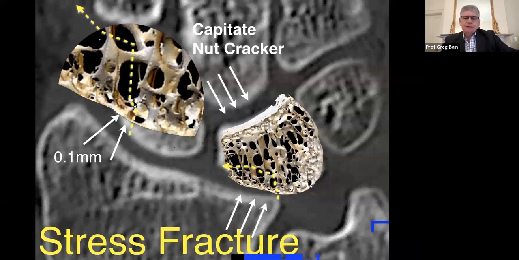So I expect this patient didn't die of Kienbock's disease, but we can actually see that sort of microfracture in the proximal aspect of the lunate. The other thing is, this is amazingly thin.